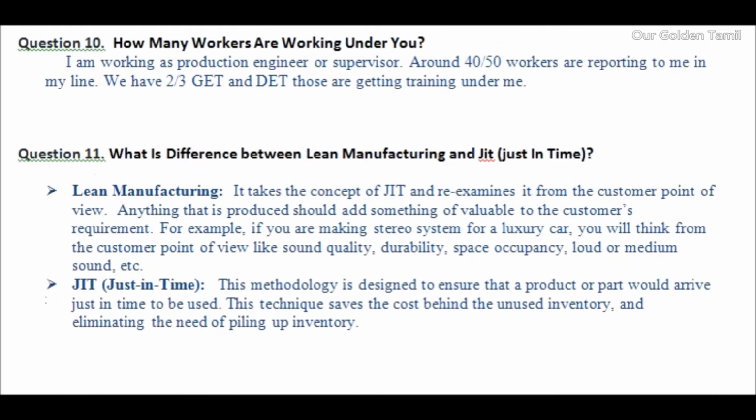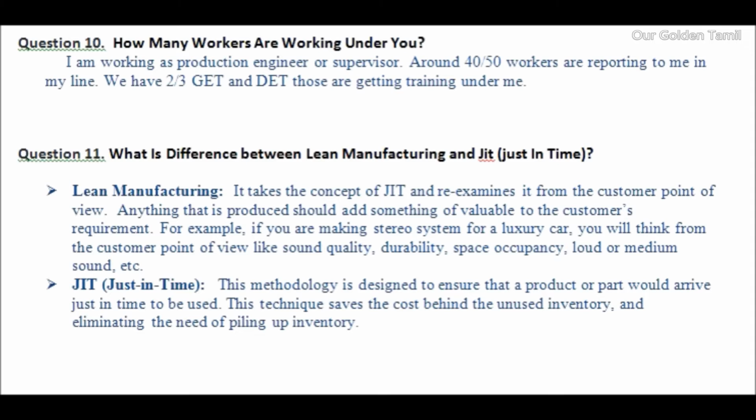Question 10. How many workers are working under you? I am working as a production engineer or supervisor. Around 40-50 workers are reporting to me in my line. We have 2/3 GIT and they are getting training under me. Question 11. What is the difference between lean manufacturing and JIT, just in time? Lean manufacturing takes the concept of JIT and re-examines it from the customer point of view.